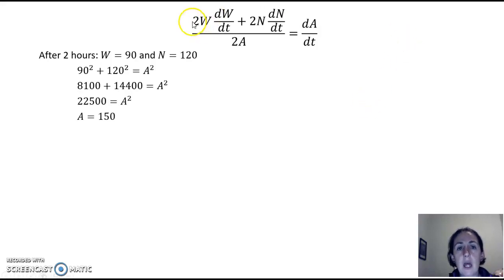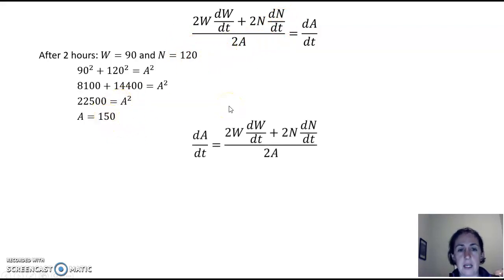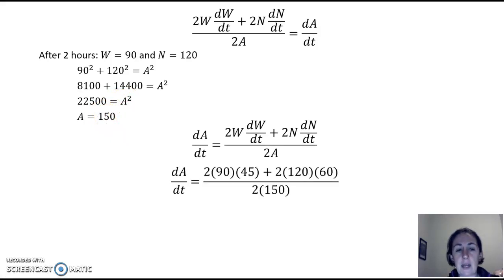And so now I've got w, which is 90, dw/dt, which was 45, n, which is 120, dn/dt, which was 60 miles an hour, all over 2 times a, which I now know is 150. So now I can substitute all of that in, and I get that dA/dt turns out to be 75. So the two cars are moving apart from each other at 75 miles per hour.